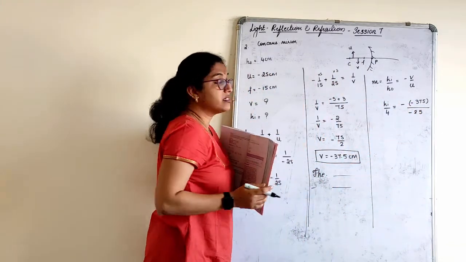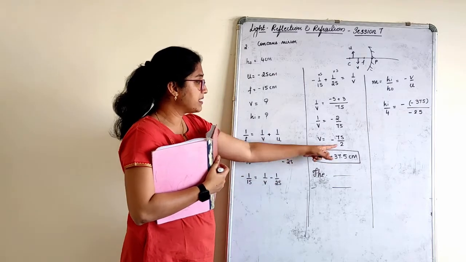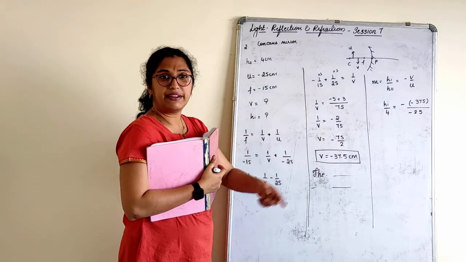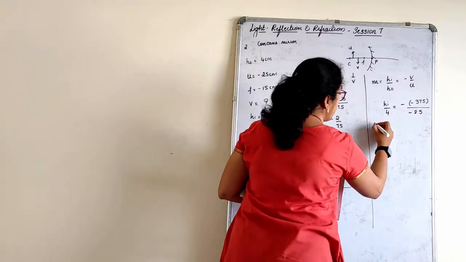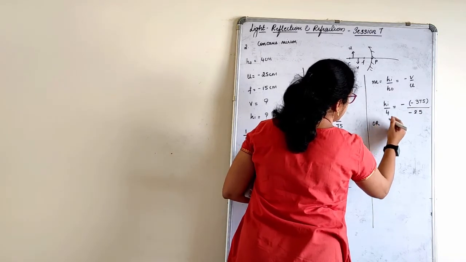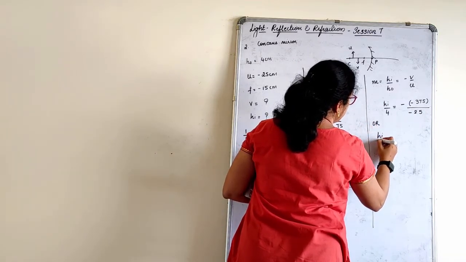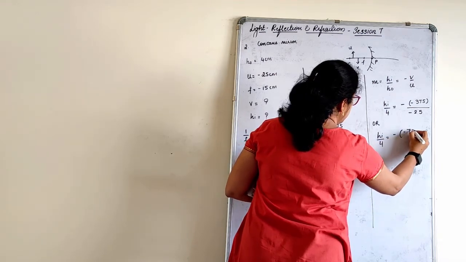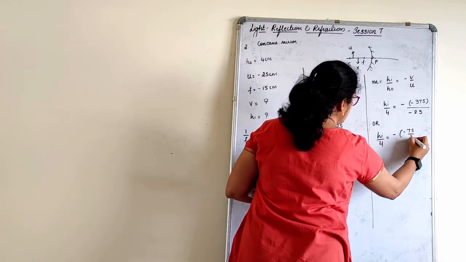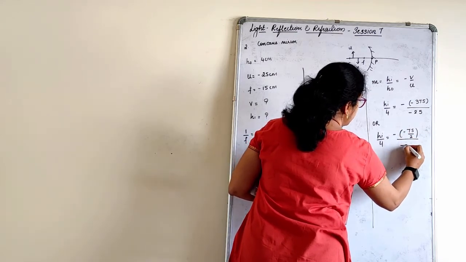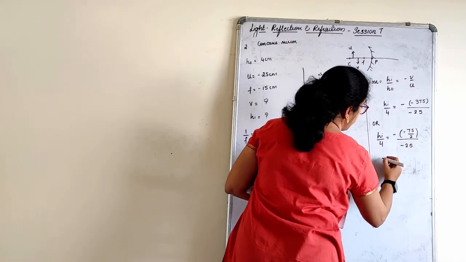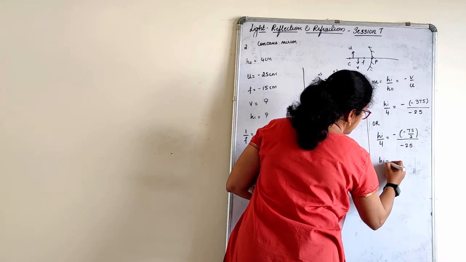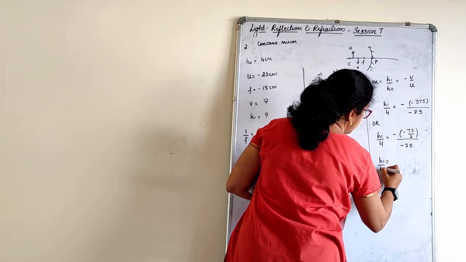Now minus and minus will get cancelled. Still, if you want to make it simple, you can write it like this: 75 by 2. See, I'll just show you. Height of the image divided by this is equal to minus 75 by 2 divided by minus 25. So height of the image is equal to by 4.